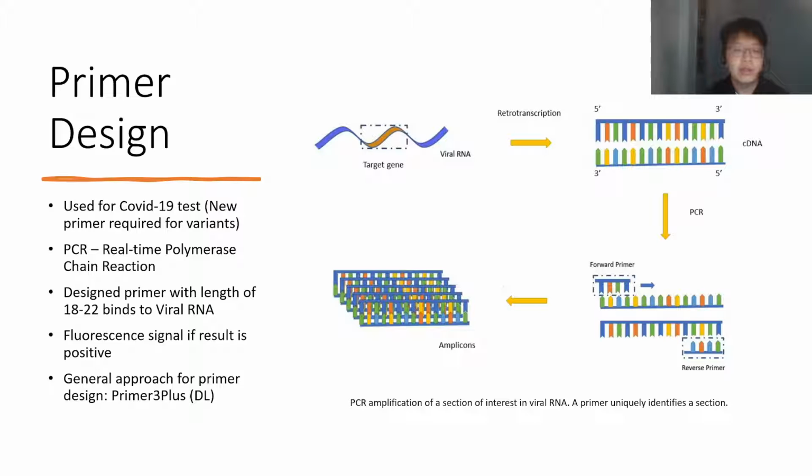The primer, which is an 18 to 22 nucleotide sequence, can bind to the viral RNA, and if so, there will be a fluorescence signal to show the positive result. Usually, there is some software based on deep learning used for primer design, such as Primer3Plus.